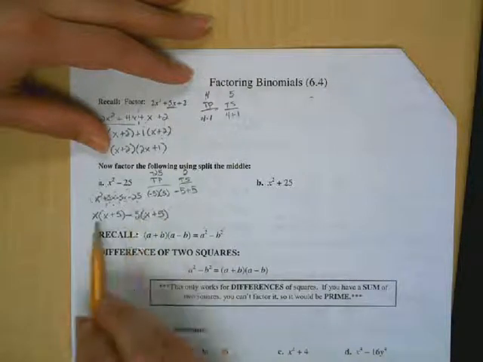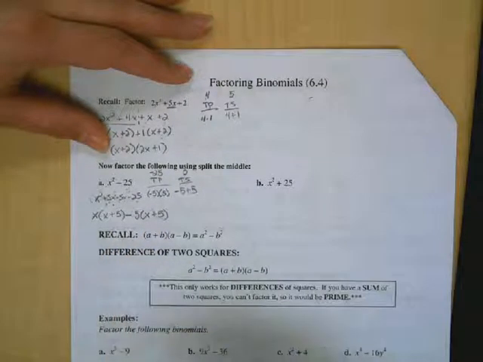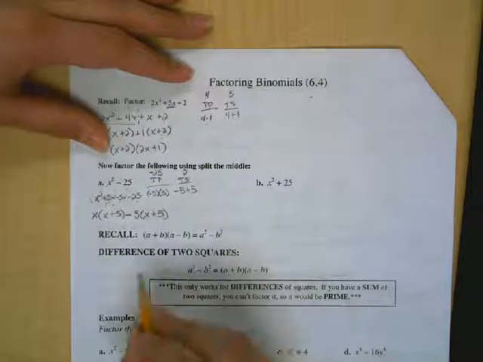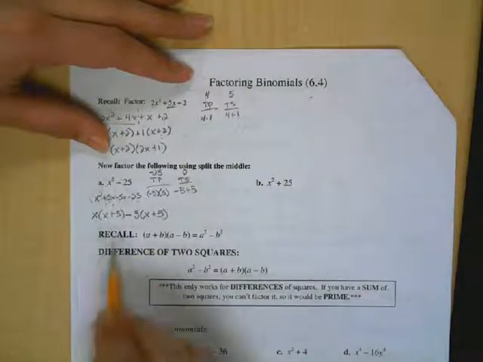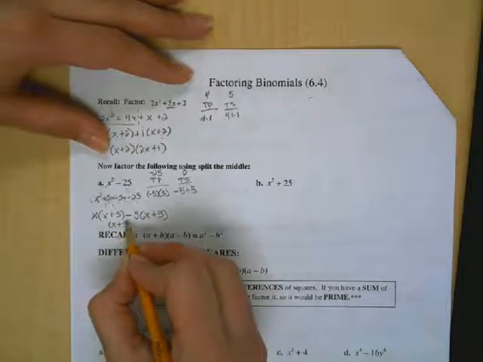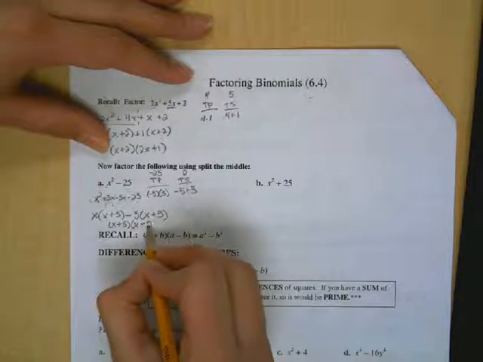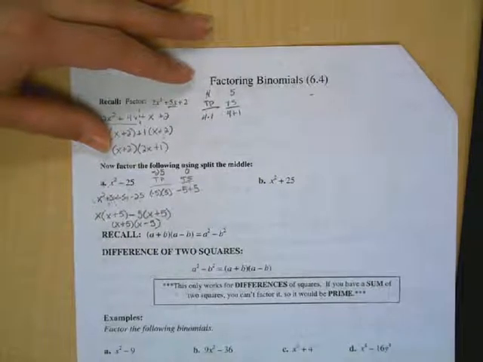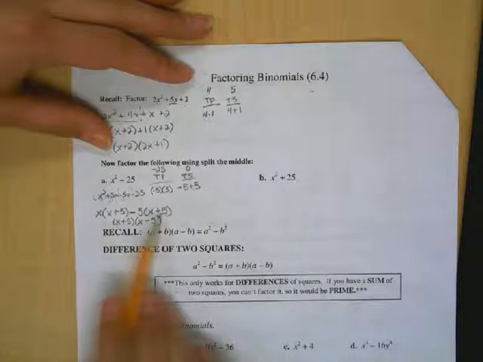If you're still lost on that, go back and look at factoring by grouping. That was in the first part of this unit, the very first lesson of this unit. So that will help you there if you're still getting stuck. So here I would get x plus 5 and x minus 5. x plus 5 is factored out, and then I'm left with x minus 5.